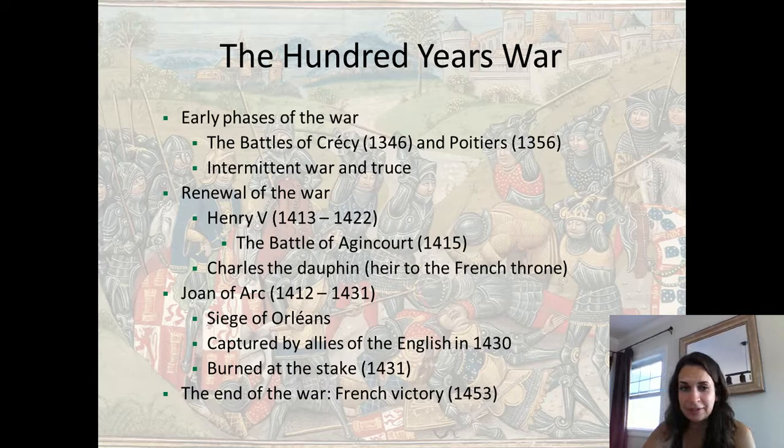But overall, even though it starts off with the English being very strong, like I said before, the English are not going to be able to take an entire country as big as France using nothing but horses and arrows. It just doesn't work that way. And so even though they had a really good army, they simply don't have the resources to be able to cover a territory as big as France. So by the time the war was finally over in 1453, the French could basically say that they had won.